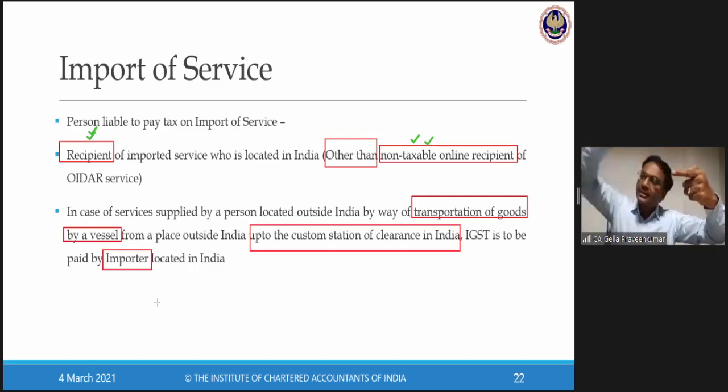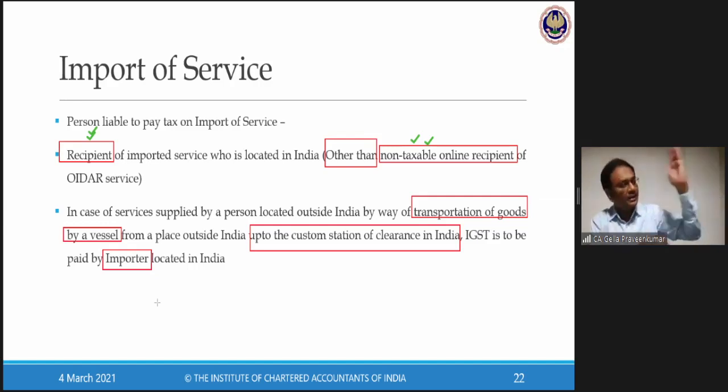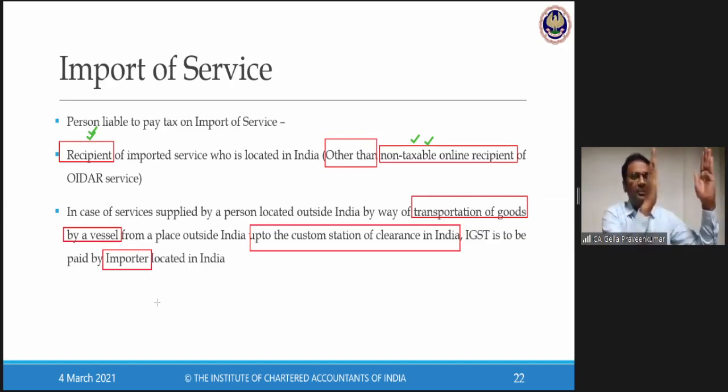from a place which is outside India till the customs station clearance in India, they're saying the freight paid from the place outside India till the customs in India. Now this freight which I'm going to pay, this is ocean freight. I call it ocean freight, air freight. Air freight I pay to the carrier of airlines who carry the goods. My ocean freight I pay to the vessel, the ship which carries the goods. Now they say in relation to that ocean freight, you pay tax on RCM.